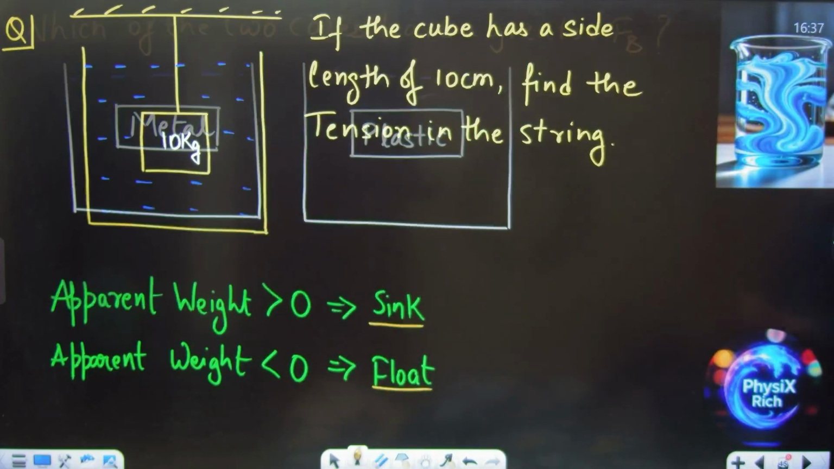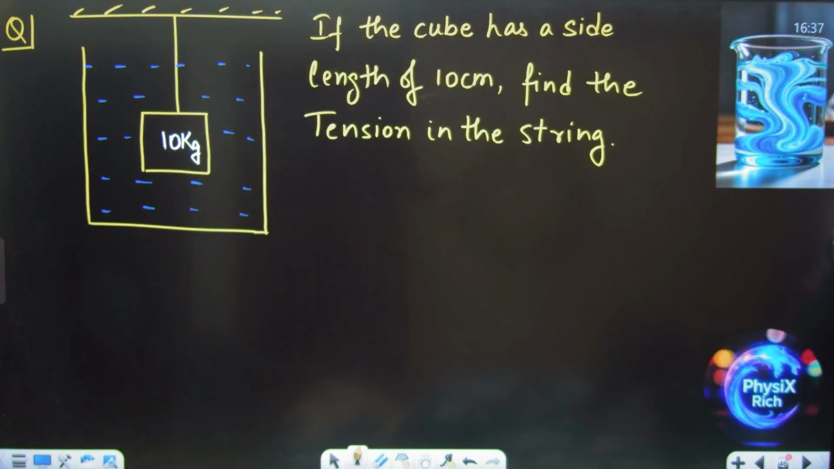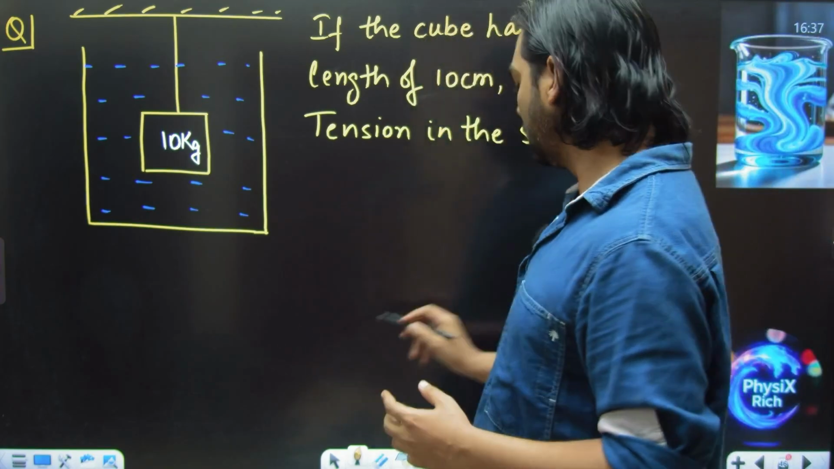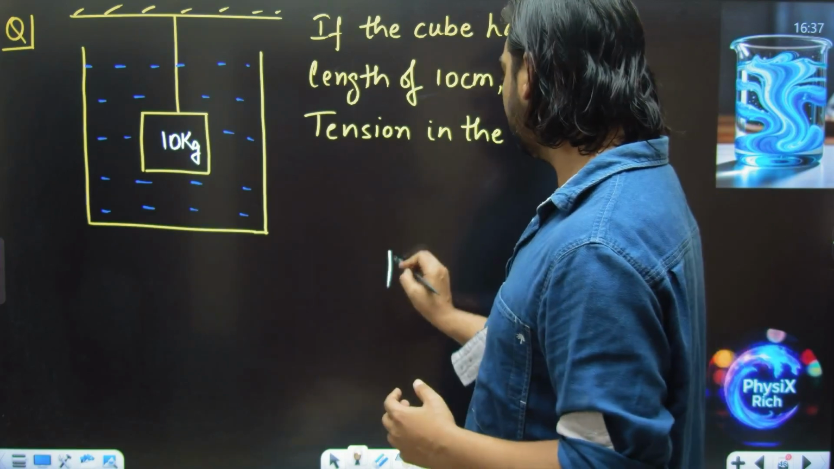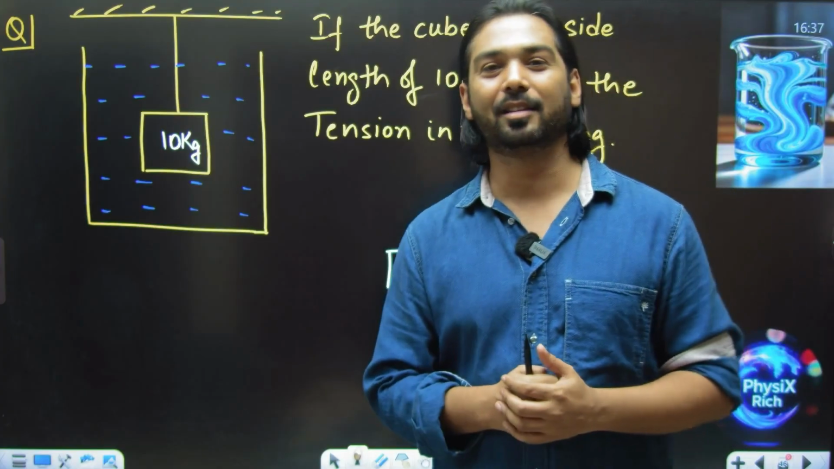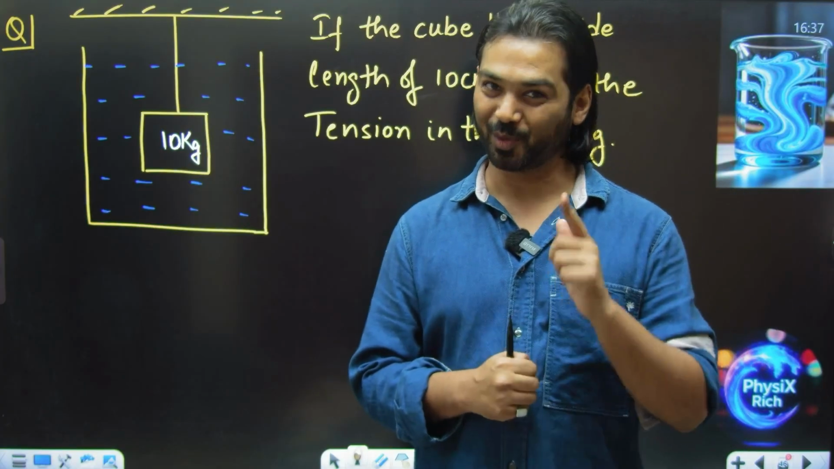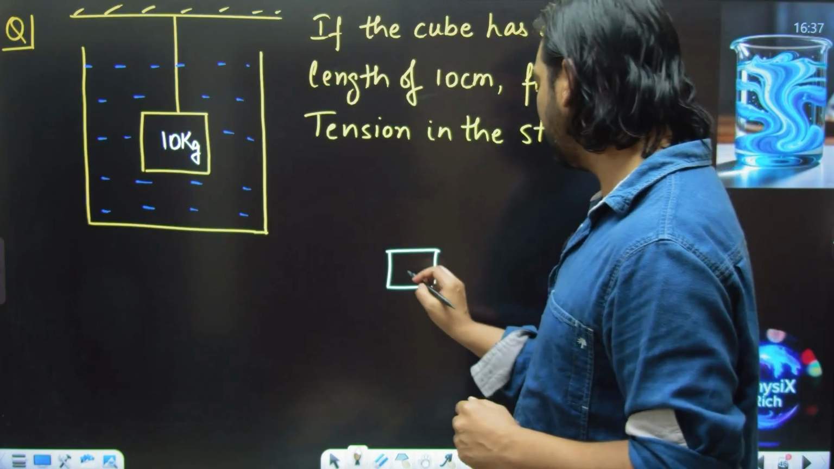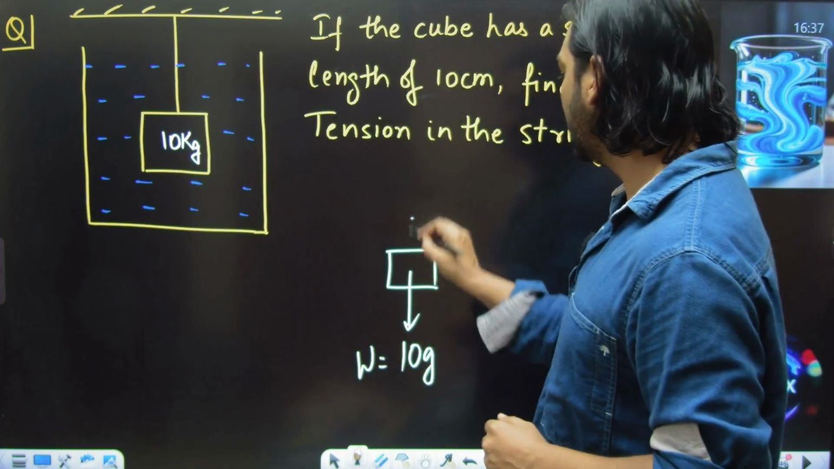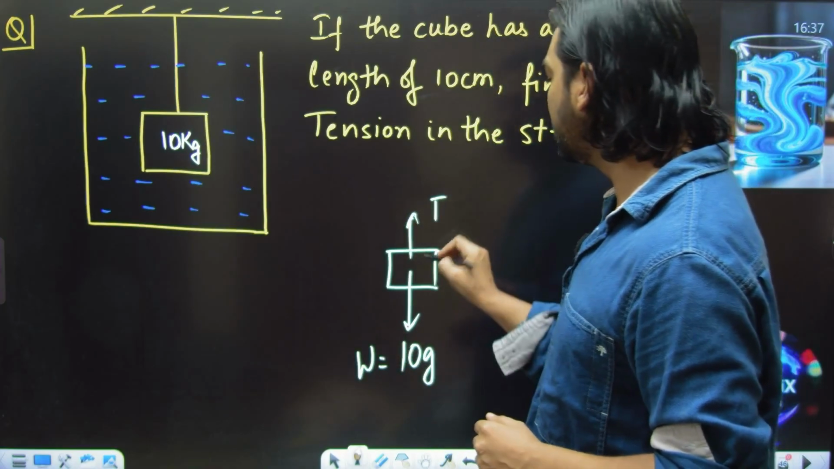Let's take a look at this question. There is a 10 centimeter side cube and it has a mass of 10 kg. He's asking us the tension in the string. So let me draw the free body diagram. Like I always tell my students and to you, the first rule of mechanics is to draw the FBD. In the free body diagram, you draw the weight 10g obviously, and there's a tension acting. But what is the buoyant force?